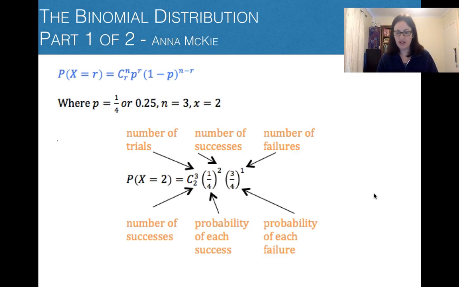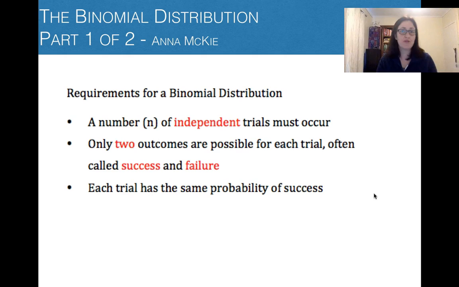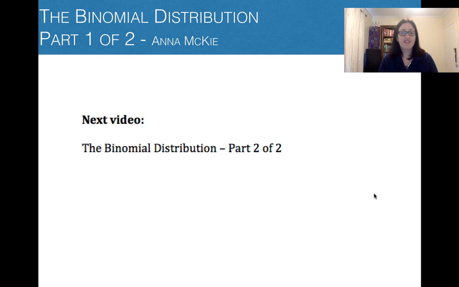Just going back to finish that off, just summarising what is a binomial distribution, the requirements. The trials have to be independent, so you can't rely on getting one answer right to then get the next one right. Then that's not binomial. There can only be 2 outcomes, a success or a failure, and each trial has to have the same probability of success.